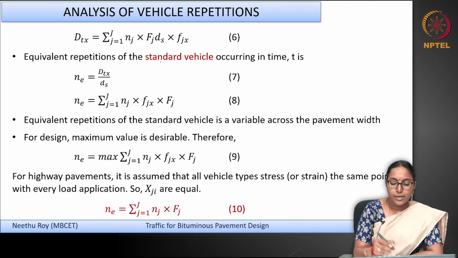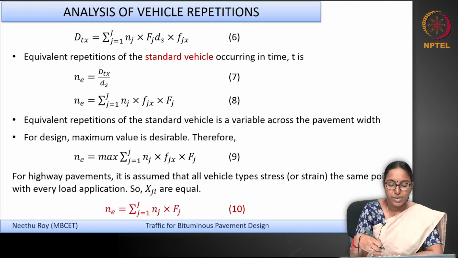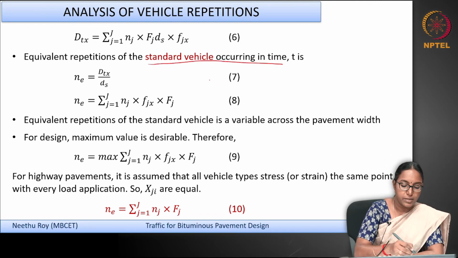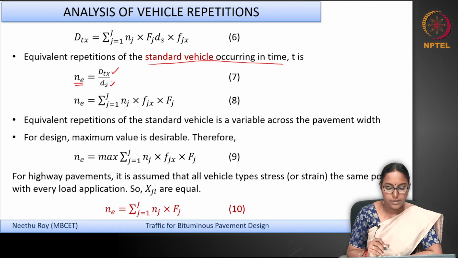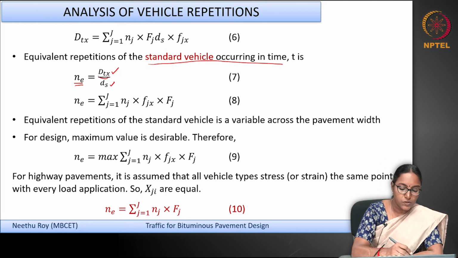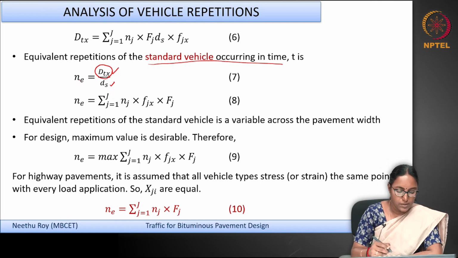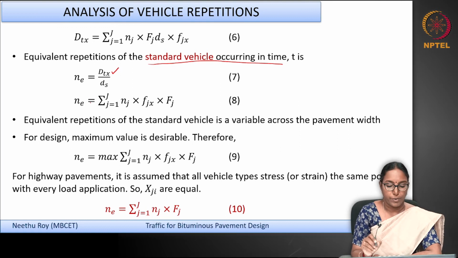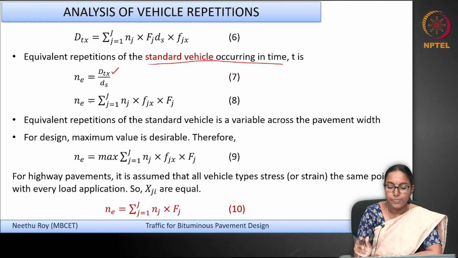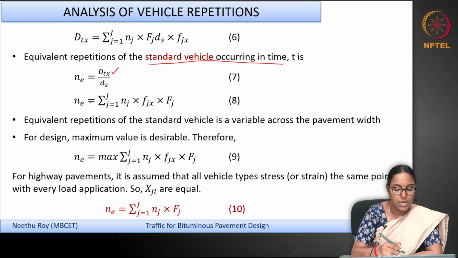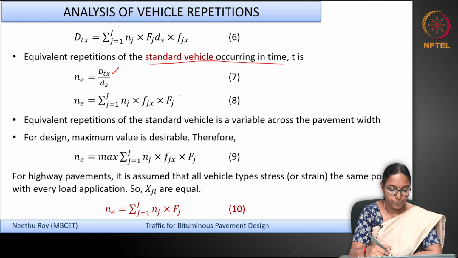Now, suppose you are considering the standard vehicle. The equivalent repetitions of the standard vehicle occurring in time t can be written as NE is equal to the total damage divided by damage per pass of the standard vehicle. So dtx represents the total damage, and if small ds is the damage per pass of a standard vehicle, the number of repetitions of the standard vehicle for failure can be obtained like this. Now substituting for dtx, you can remove this ds. So NE, which is the number of repetitions of the standard vehicle for a time t on a distance of x for failure, is equal to sigma nj fjx into fj.